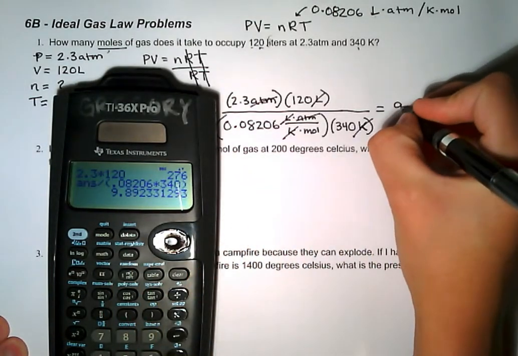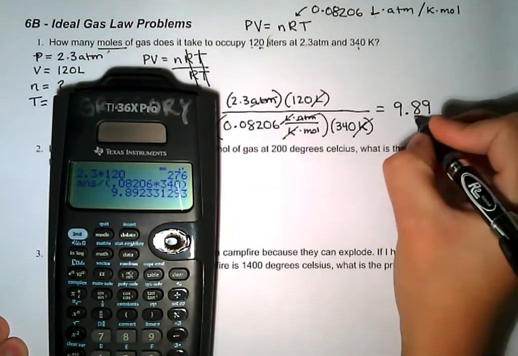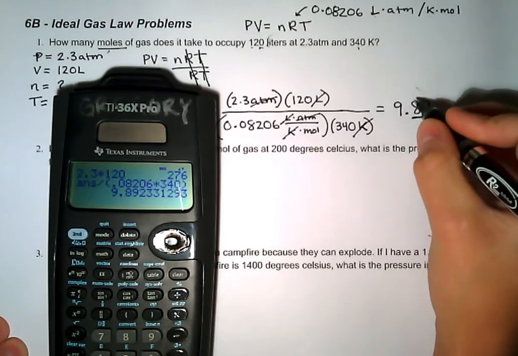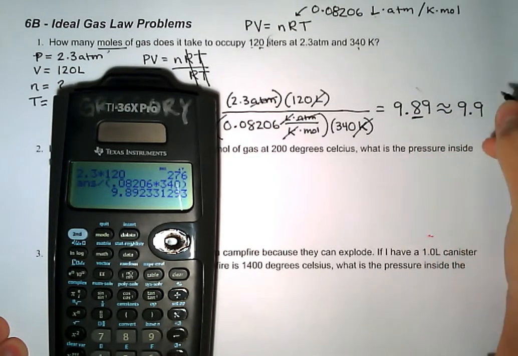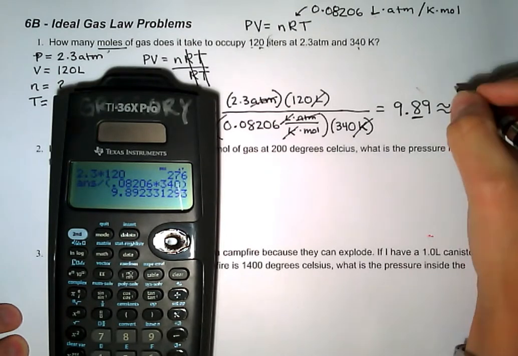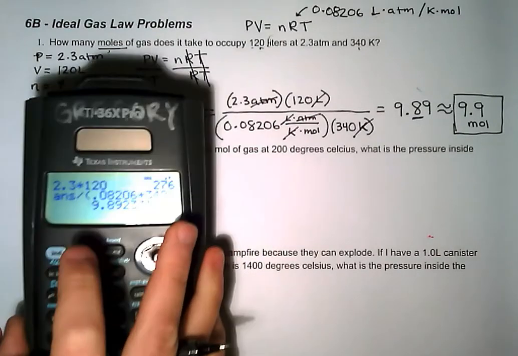So I'm going to round to 9 point, and then if we have 8, 9, if we want to round to 2 significant figures, then the 9 is going to make the 8 round up. So this is approximately 9.9 moles. We'll box that first answer in there.